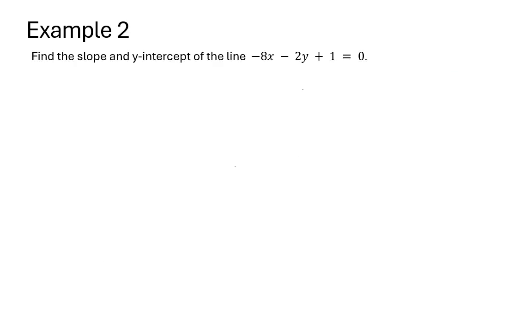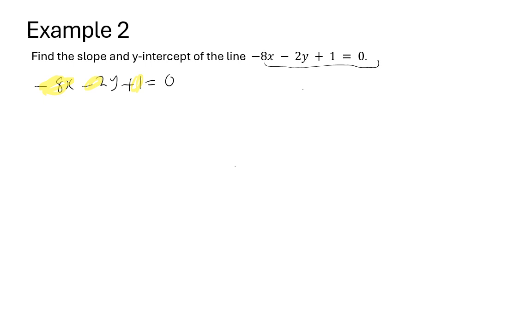In this example, we want to find the slope and the y-intercept of the line minus 8x minus 2y plus 1 equal to 0. As always, our goal is to make y the subject of the formula. So let's write it down: minus 8x minus 2y plus 1 equals 0. We want to find y, so we have some terms that we need to remove. We have to remove this minus 8x and also this 1, so that we can just have y. First, let's remove this minus 8x.